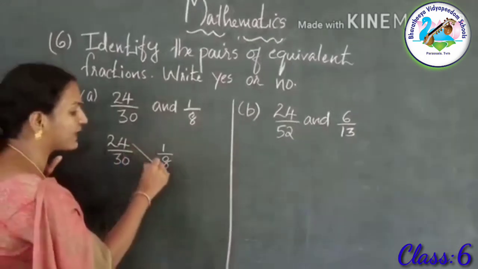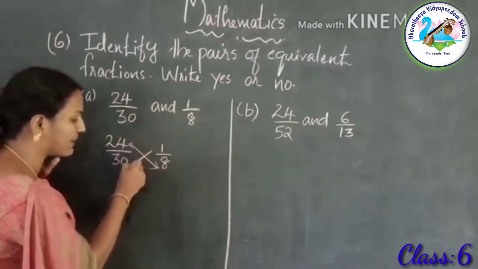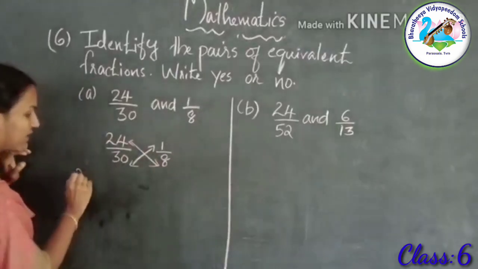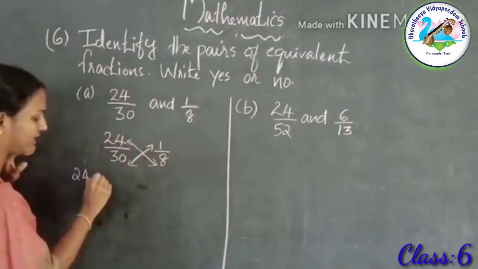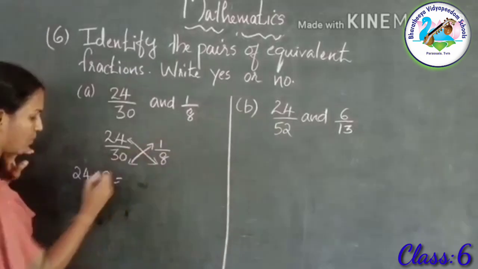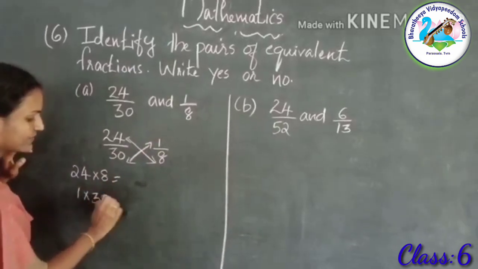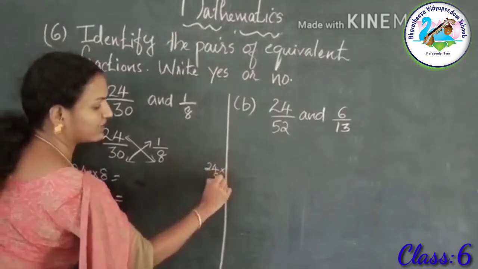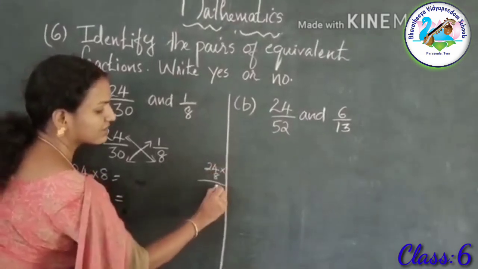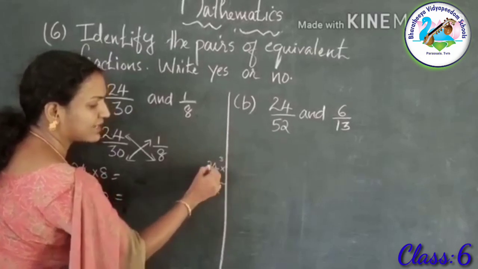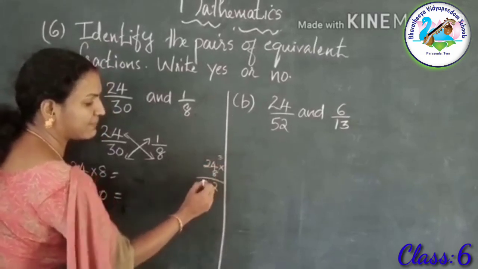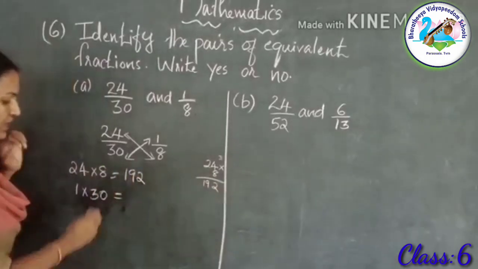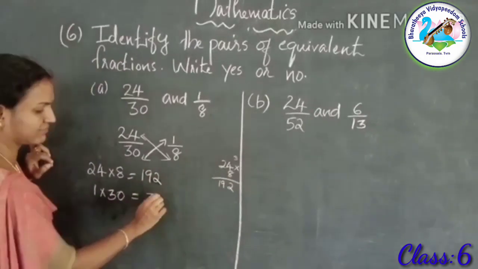How do we compare these two fractions? By cross multiplication. First we check the cross multiplication: 24 into 8 and 1 into 30. 24 into 8: 8 4s are 32, balance 3. 2 8s are 16, 16 plus 3, 19. So 192. And 1 into 30 is 30.